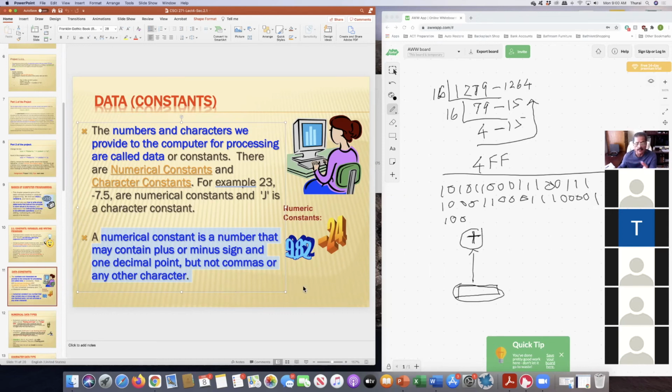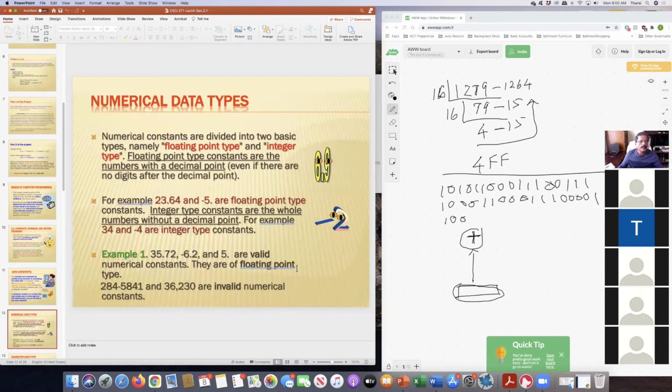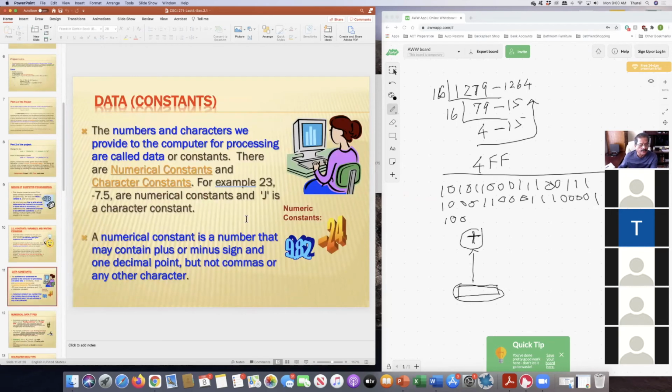So like I said, we are writing these for a computer, so everything has to be precise and exactly as expected. Otherwise, the program will not work. So here are some, yeah, I said numeric constant and character constant. Two types of constants are there.